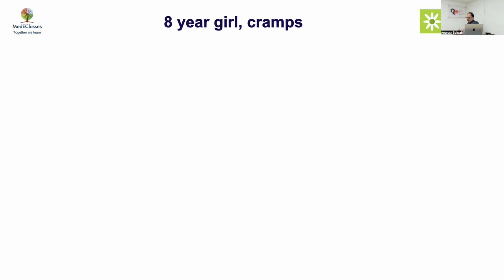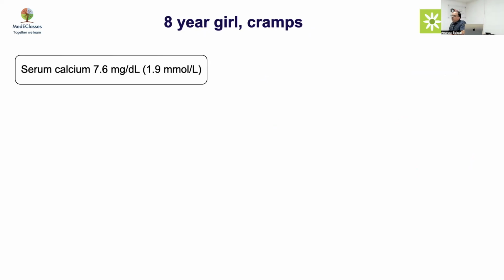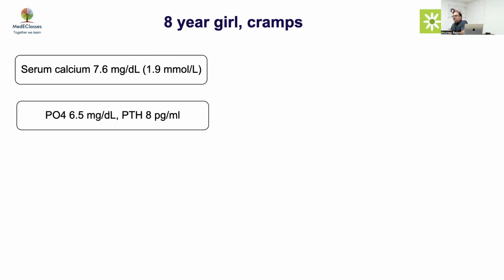An 8-year-old girl with cramps, Nimisha. Calcium is 7.6, on the lower side. Phosphorus is high, PTH is low. So the diagnosis is hypoparathyroidism. Why will you look at vitamin D? Because if it is vitamin D deficiency, PTH should be high. So this is hypoparathyroidism, assuming that the PTH is done properly.